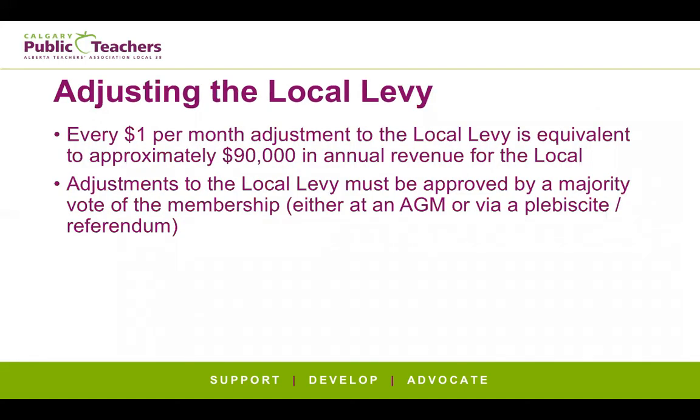The process for adjusting the local levy is relatively straightforward. You adjust it in certain increments. As an example, every $1 per month that you would adjust the local levy is equivalent to approximately $90,000 per year in revenue for the local. You have to, as I mentioned earlier, adjust the local levy by the approval of a majority vote of the membership. And you would do this at an annual general meeting, or you could hold a plebiscite or referendum, which is how it's been done in the more recent past.